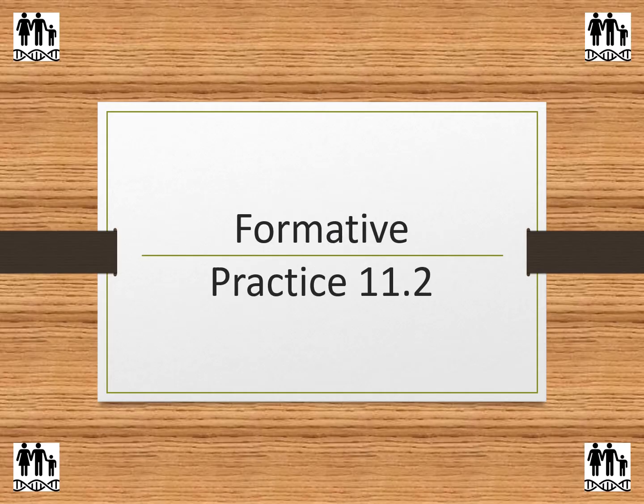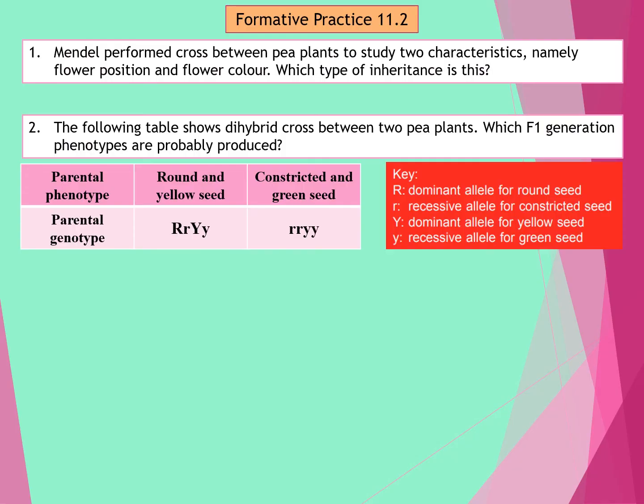Formative practice 11.2. Here are the questions. Question number 1. Mendel performed a cross between pea plants to study two characteristics, namely flower position and flower color. Which type of inheritance is this? Okay, this one involves two characteristics, so this is dihybrid inheritance. If it only involves one characteristic, we call it monohybrid inheritance. Question number 2. The following table shows the dihybrid cross between two pea plants. Which filial 1 generation phenotypes are probably produced?